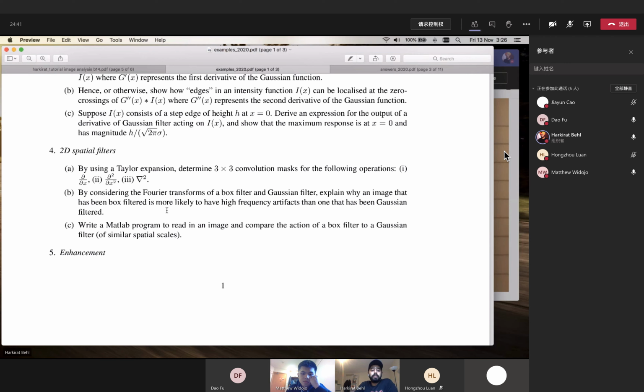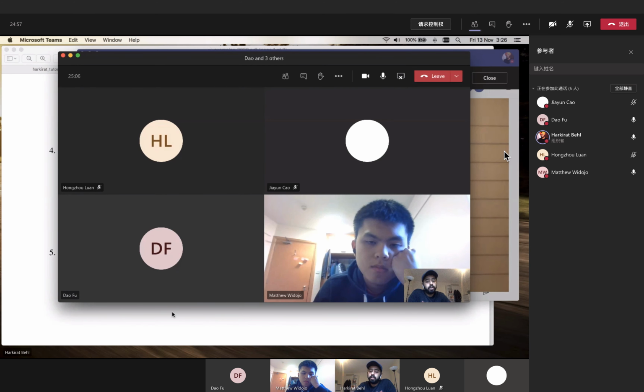So the B part is: by considering the Fourier transform of a box filter and Gaussian filter, explain why an image that has been box filtered is more likely to have high frequency artifacts than one that has been Gaussian filtered. By the way, Fourier transforms are very important. They are somewhat common in images, but for audio, they are very common. Every audio signal usually has fast Fourier transform as the first step of processing.